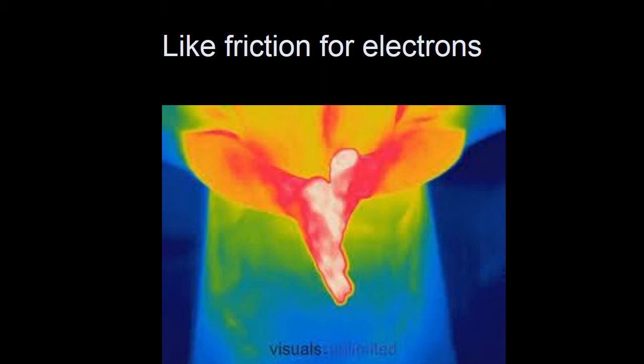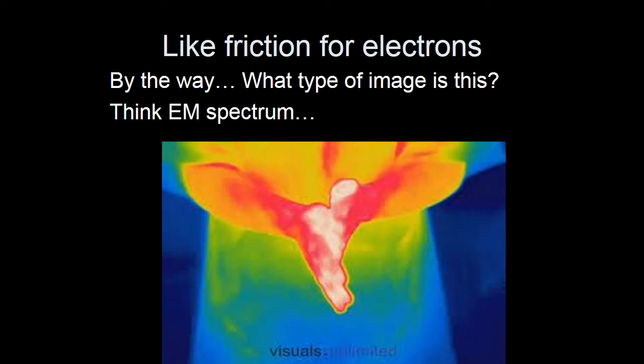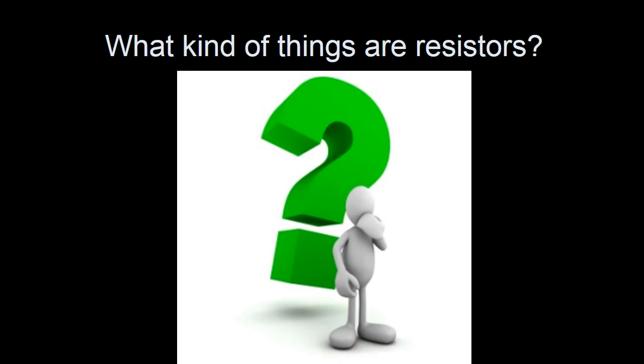You could also think about it like friction for electrons, and this is a good way of thinking about this. By the way, what type of image is this? See if you remember from earlier on. Think about the electromagnetic spectrum. It's right next to red. Oh yeah, that's right, infrared. Very nice, good job. So what kind of things are resistors?